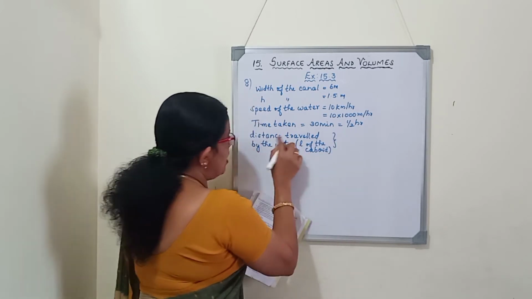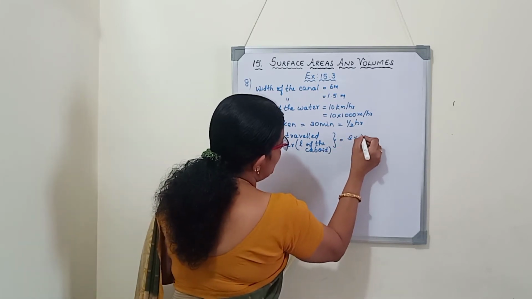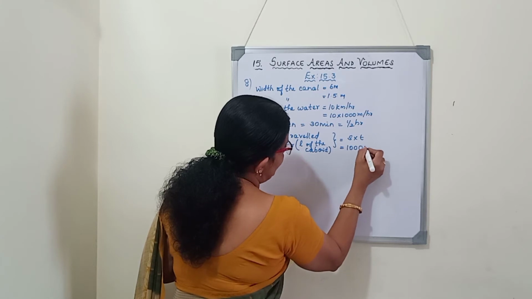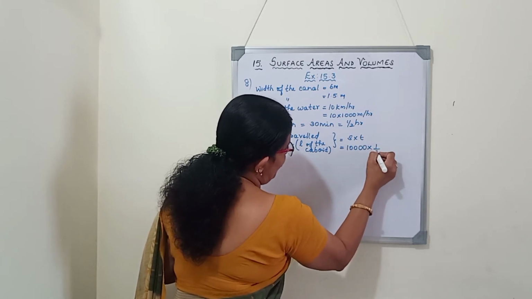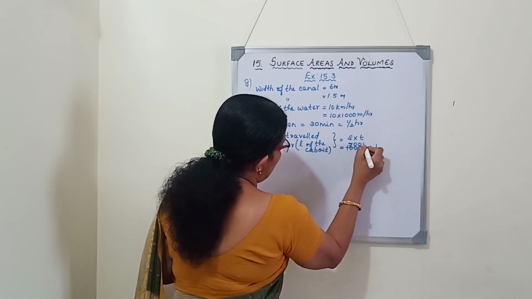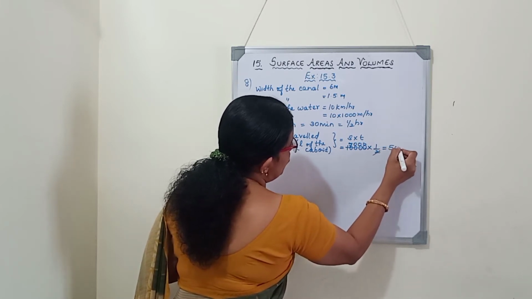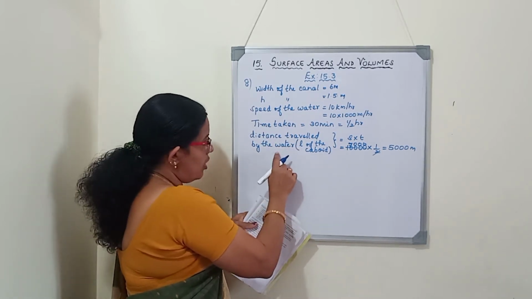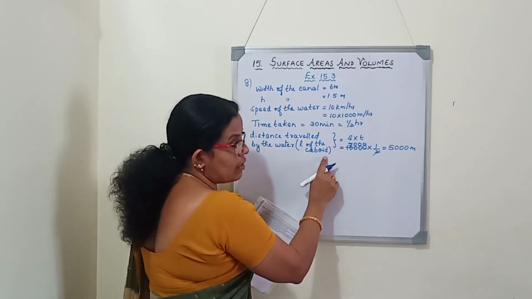So we know distance is equal to speed into time. So here speed is 10,000 into time is half an hour. So when we cancel, we will get 5,000 meter. 5,000 meter is the distance traveled by the water, and that will be considered as the length of the cuboid.